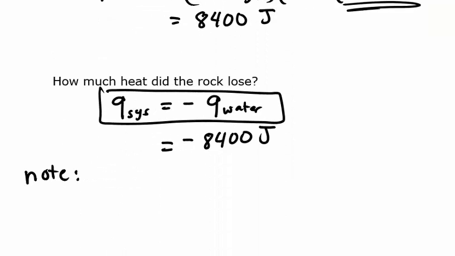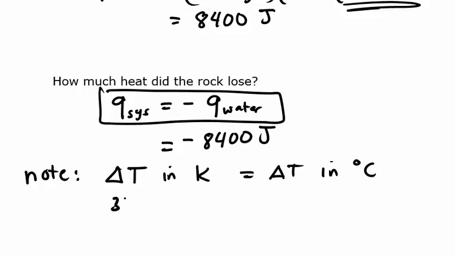If it's a delta T in kelvins, that is equal to delta T in degrees C. So in other words, in kelvins it was 343 minus 323, but in degrees C it would have been 70 minus 50. So in both cases it's just 20. So as long as you're doing a delta T, you don't actually have to convert to Kelvin.